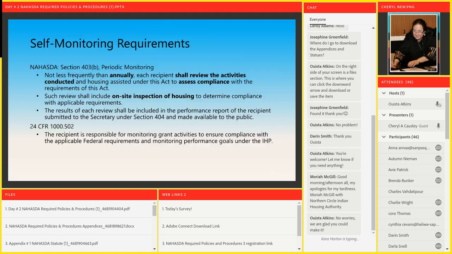Okay. So the requirements under the statute, NAHASDA 403(b), periodic monitoring. Not less than annually, each recipient shall review the activities conducted and housing assisted under this Act to assess compliance with the requirements of the Act. Such review shall include an on-site inspection of your housing. So you're supposed to be checking that housing on a yearly basis.